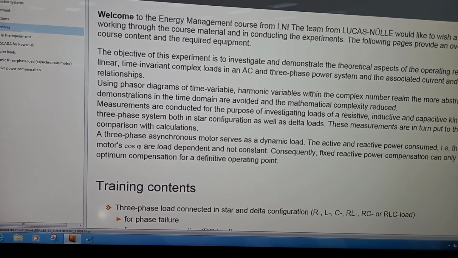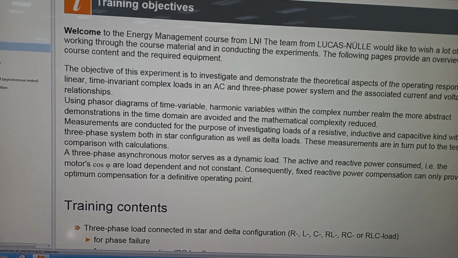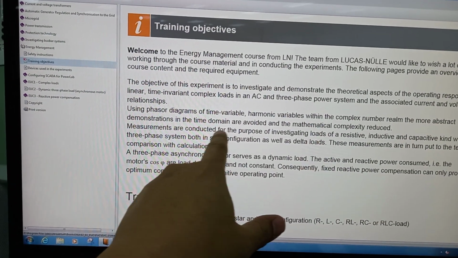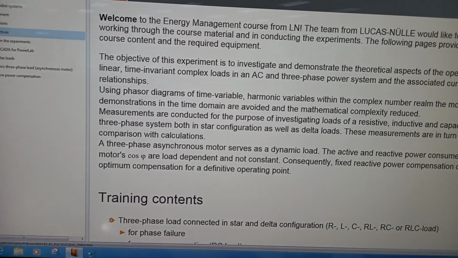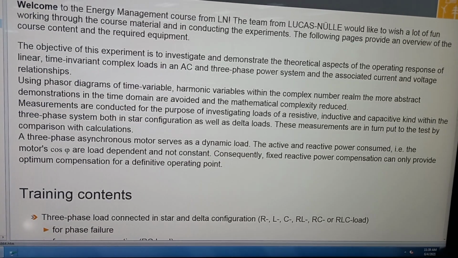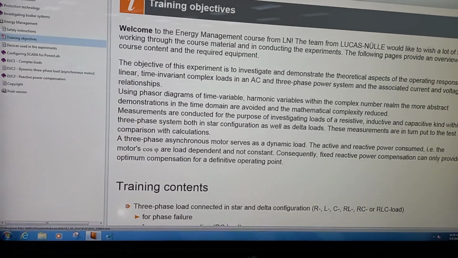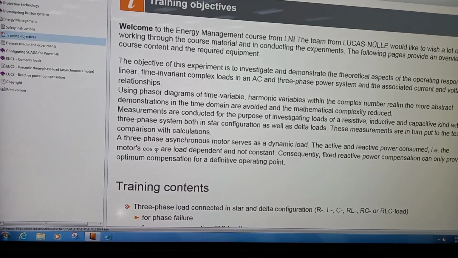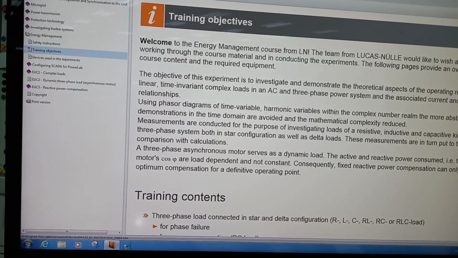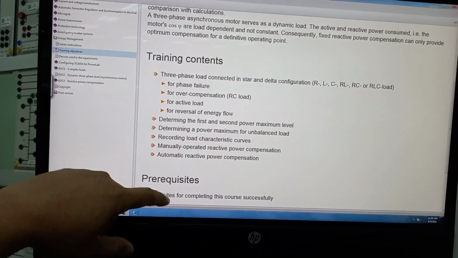Measurements are conducted for the purpose of investigating loads of resistive, inductive, and capacitive kind within the three-phase system, both in star configuration as well as delta loads. You see, this is what I explained to all of you. These measurements are in turn put to the test by comparison with calculation. I will share this with all of you anyhow.